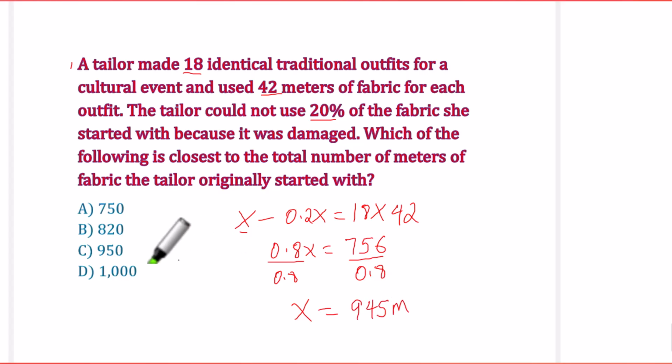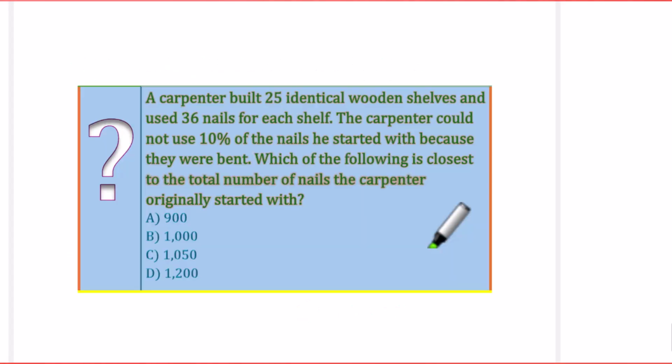That means, approximately, it says which of the following is closest to the original one. So the answer will be 950. Based on this, answer this one and write the answer you get in the comment section.